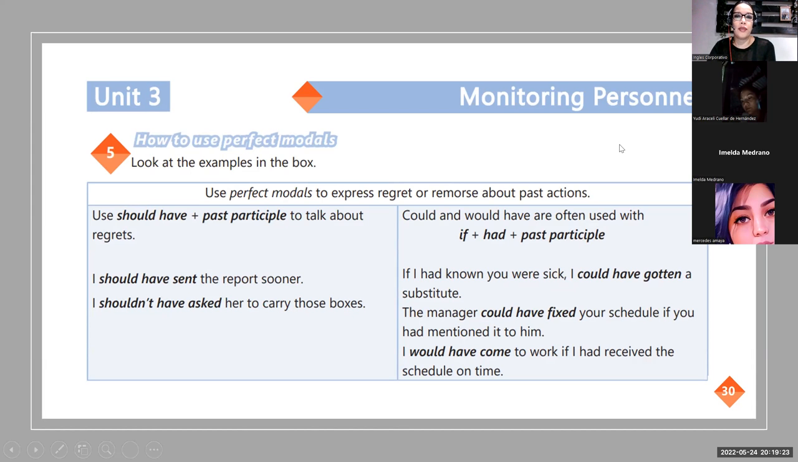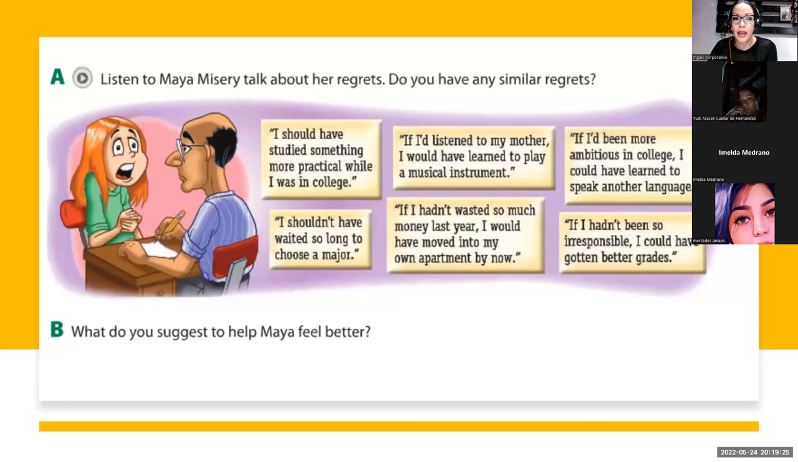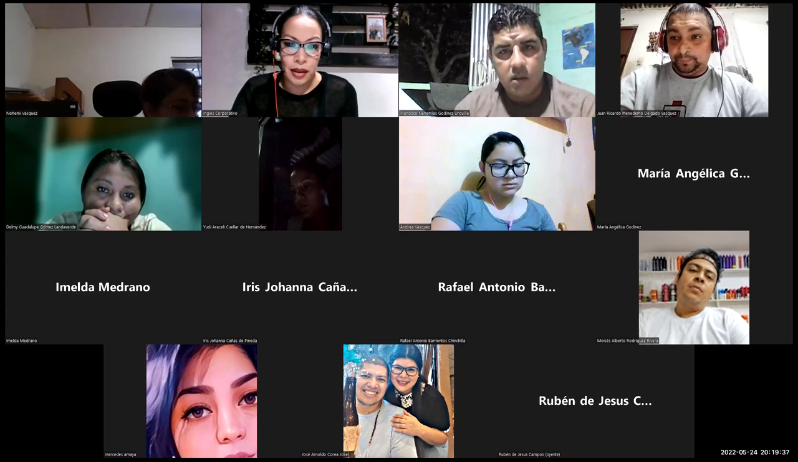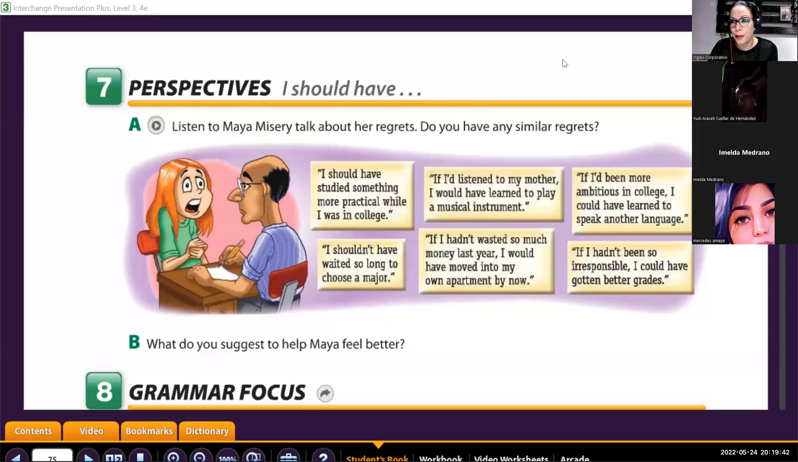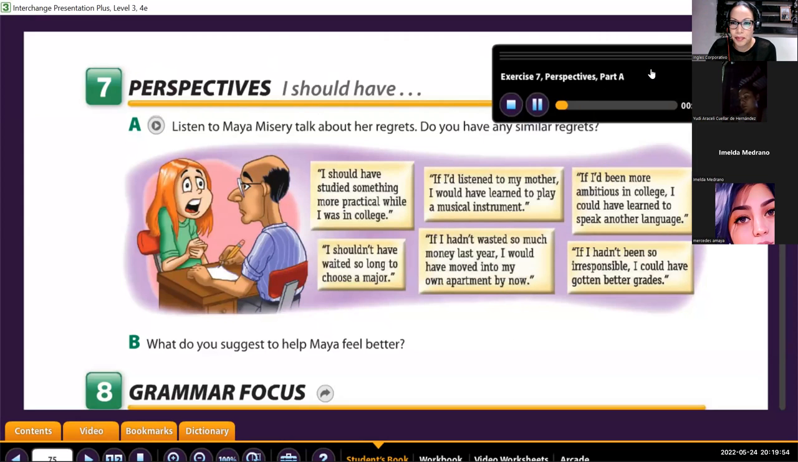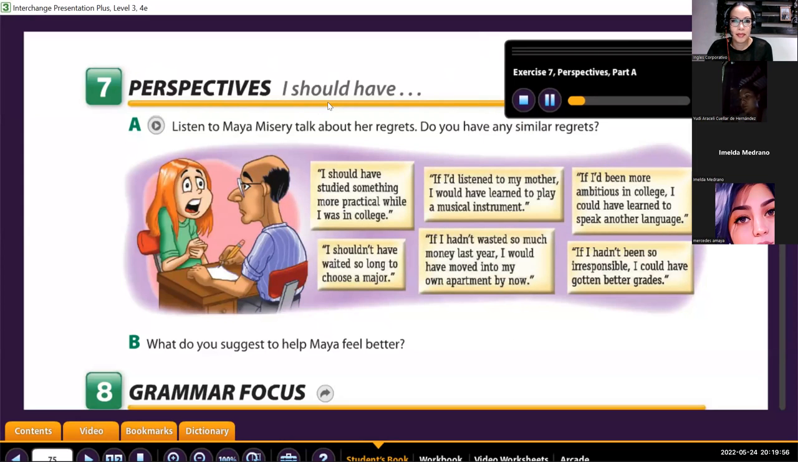So today we're going to be reinforcing that topic. And for that, I have this vocabulary to start. So in this one, we're going to listen to some regrets. So let me share my screen with the material so you can listen to the audio. Okay, let's see. I'm sharing sound. Okay, let's listen. Page 75, exercise 7, perspectives.